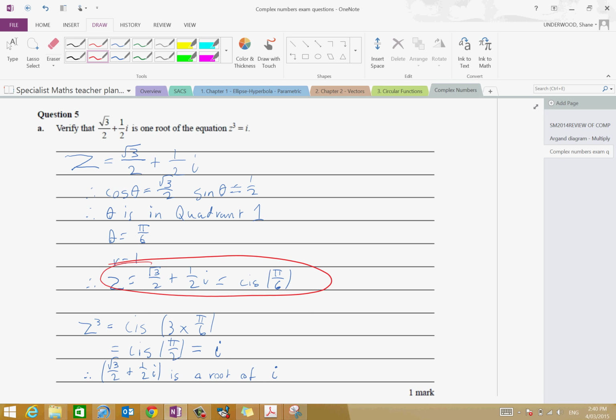You can then go straight from that to Z cubed is equal to cis of pi on 6 cubed, which is equal to cis of pi on 2, which is equal to I, as required. Does it make sense? So really, we could do this amount of working. But there's no harm in doing a little bit extra as long as you're getting it right. Now, that's worth 1 mark.